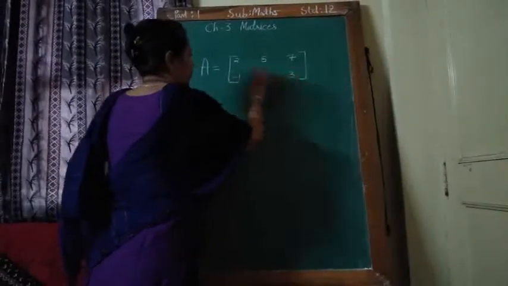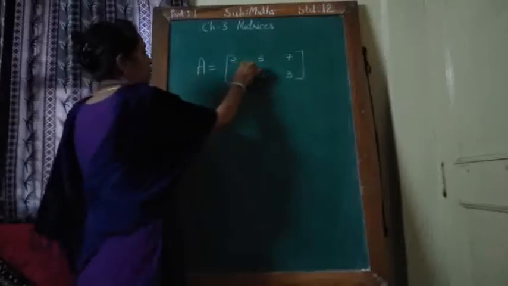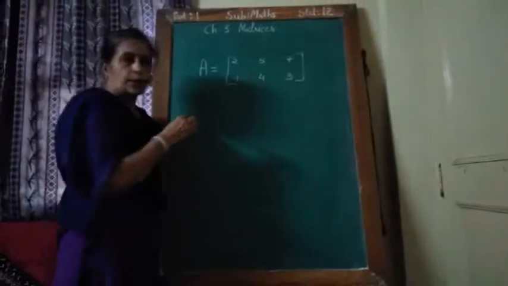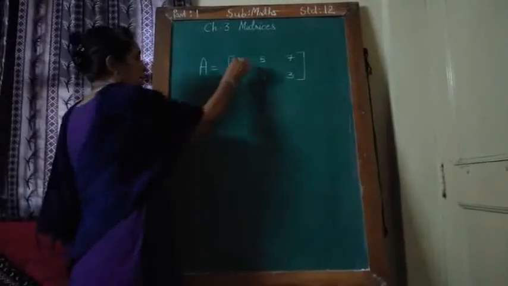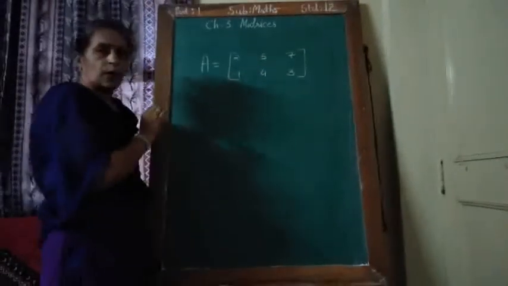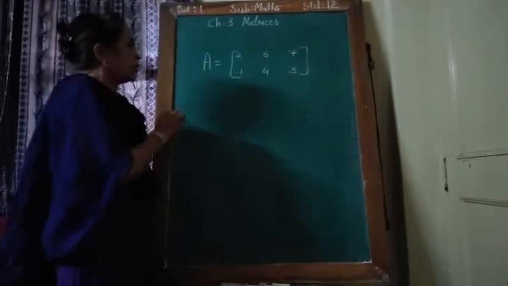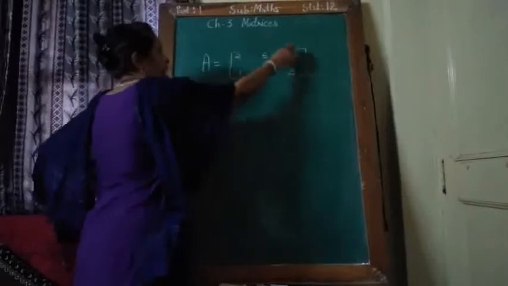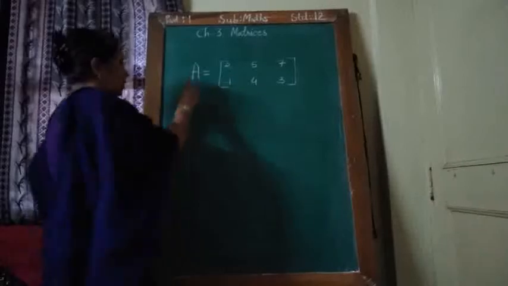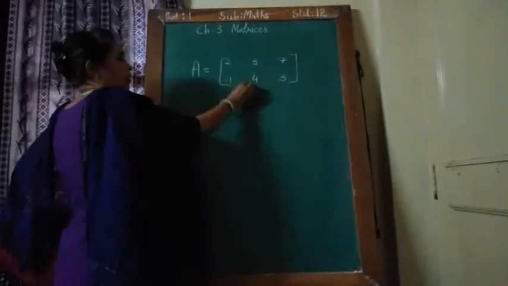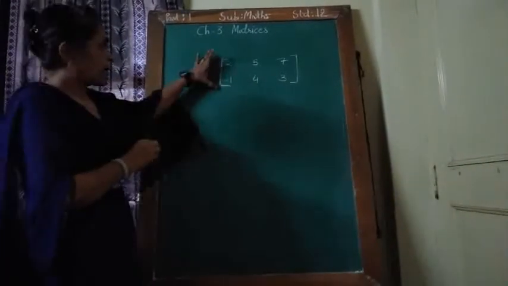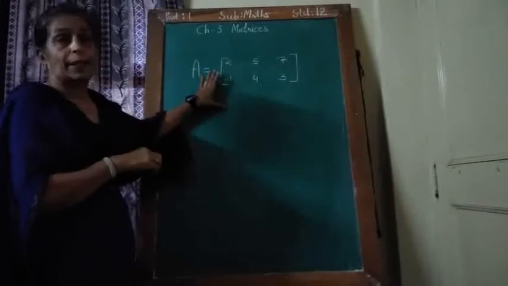This type of square bracket is there, and we have to write all real numbers, or you may write complex numbers, inside it. The arrangement of these real or complex numbers has to be written in square brackets, and the name of this bracket is capital A. So this type of arrangement in brackets is known as a matrix.